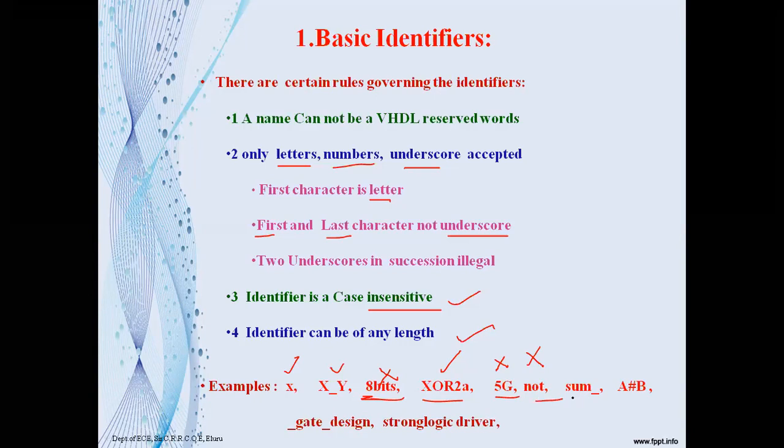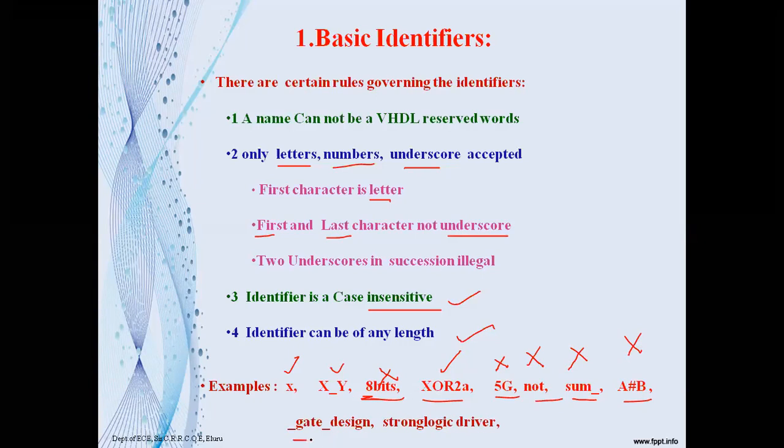Okay. And the sum underscore is also illegal. It is not an identifier. And what about this one? A-B is also an illegal identifier because except for the underscore, it will not accept any special character. Only underscores are allowed. No other special character symbols are allowed. So A-B is an illegal identifier.